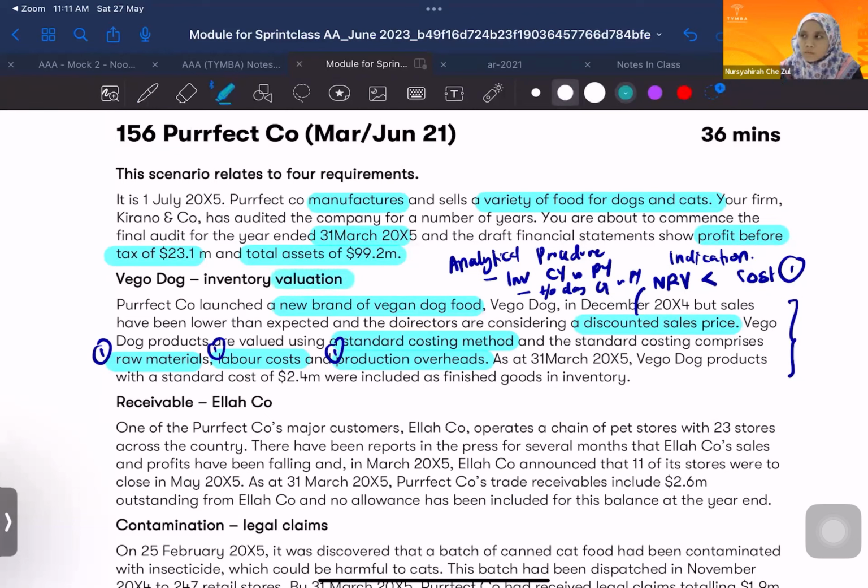Hold on, sorry. This one cannot. The general one cannot. It doesn't meet the valuation assertion. But if you want to compare inventory turnover days, yes, it is. It meets the valuation assertion for inventory.